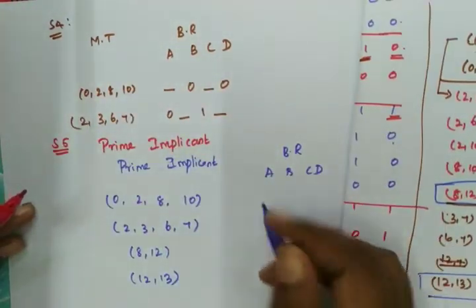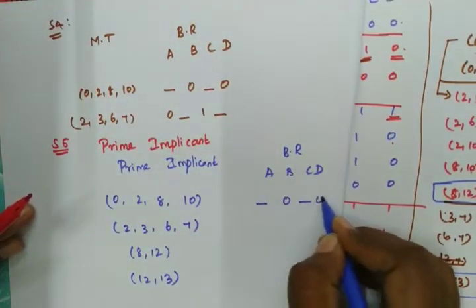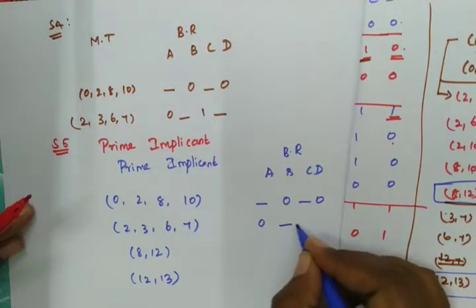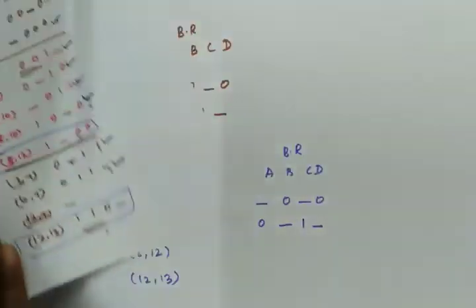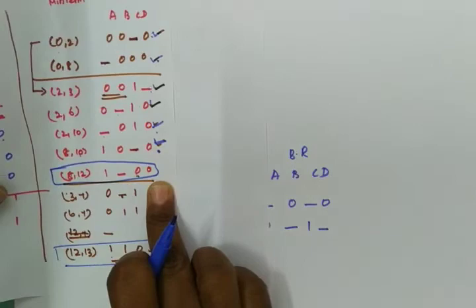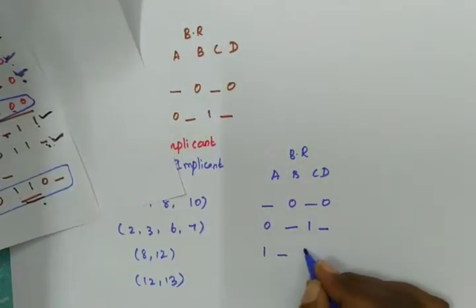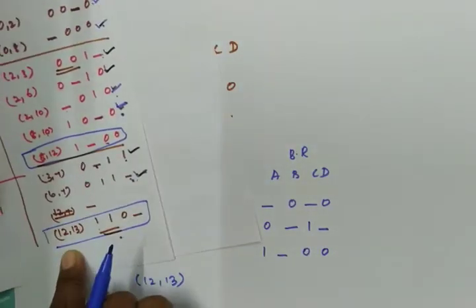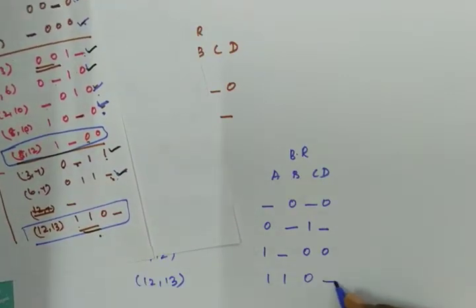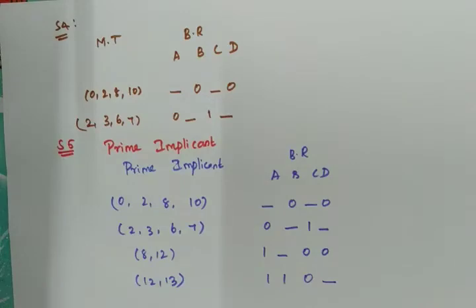Now we have to represent this: dash 0 for 0 to 8, 10. For 2, 3, 6, 7, that is 0 dash 1 dash. And what is 8, 12? Now check the previous. 8, 12 is 1 dash 0, 0. Next, what is 12, 13? 12, 13 is 1, 1, 0 dash. So we have completed up to this step 5.